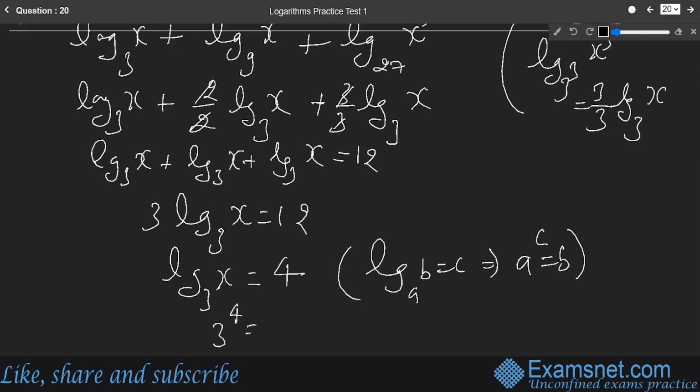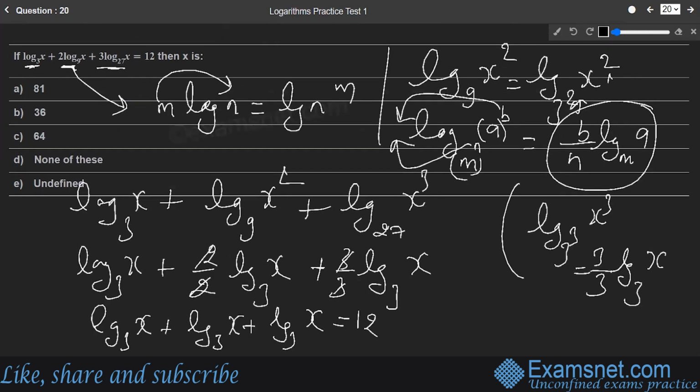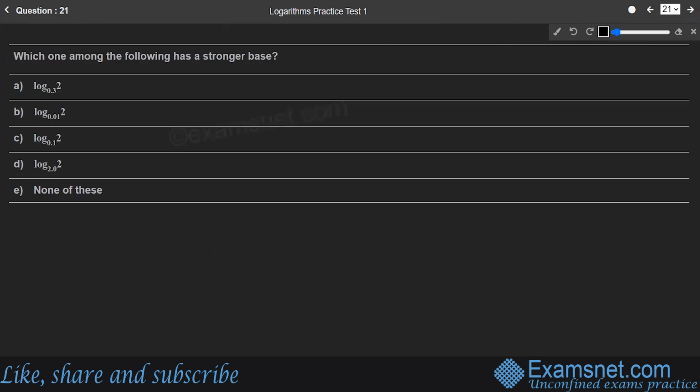So 3 to the power 4 is equal to x, which gives us the x value as 3 to the power 4, which is nothing but 81. So that should be the right answer. The x value should be 81. Option number A becomes the right answer. Okay, let's go for the next one.